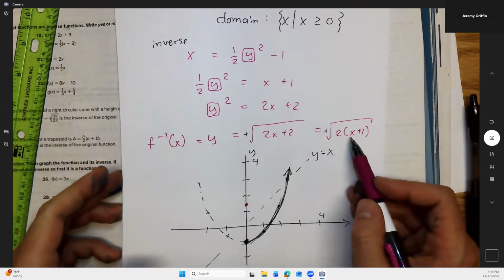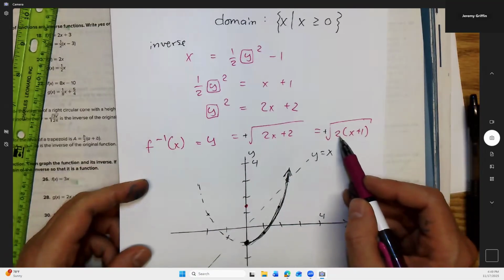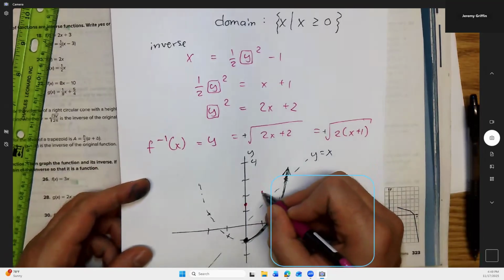What if I plug in 1? 1 plus 1 is 2 times 2 is 4. The square root of 4 is 2. So that's this point here.